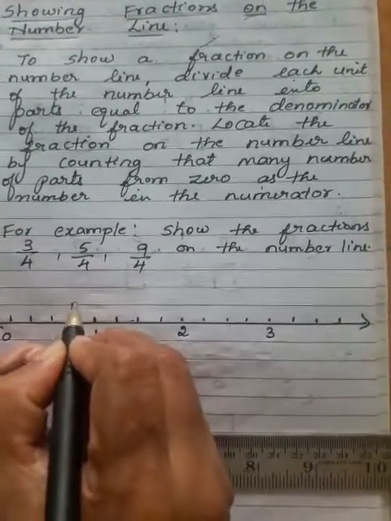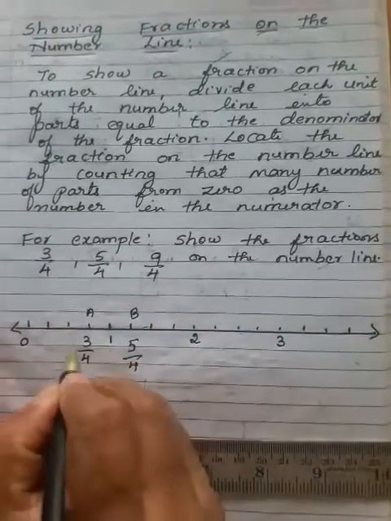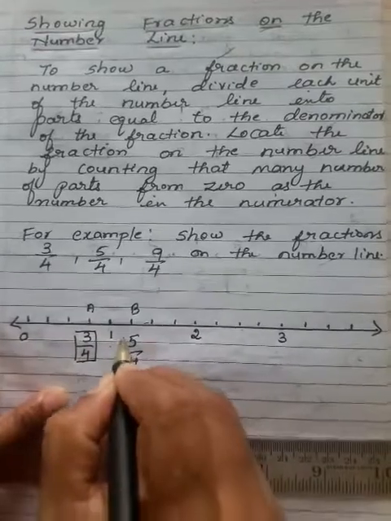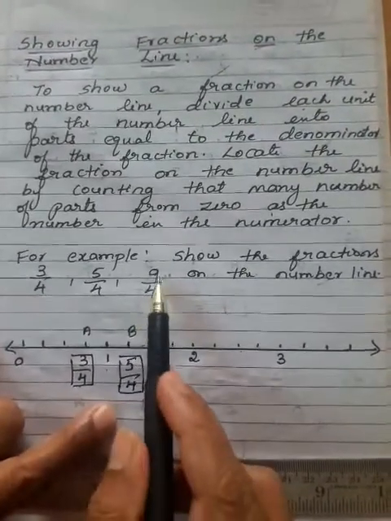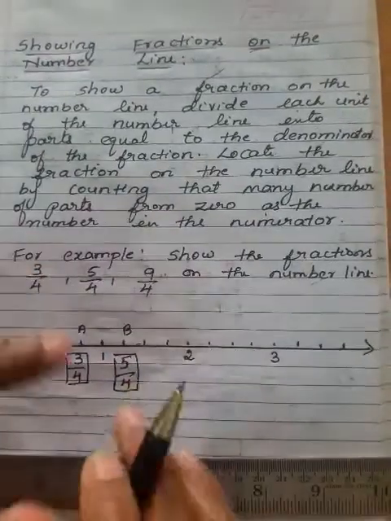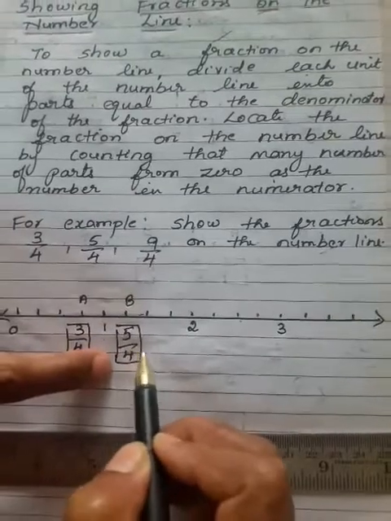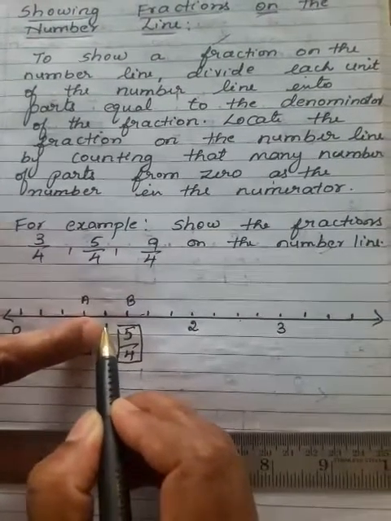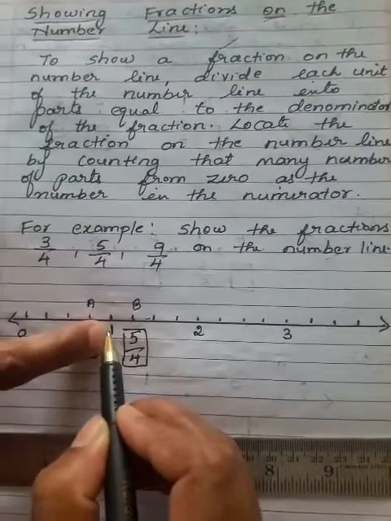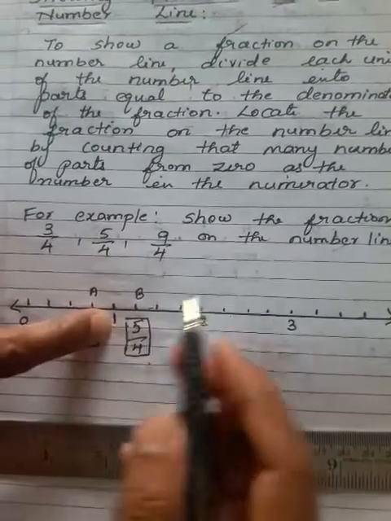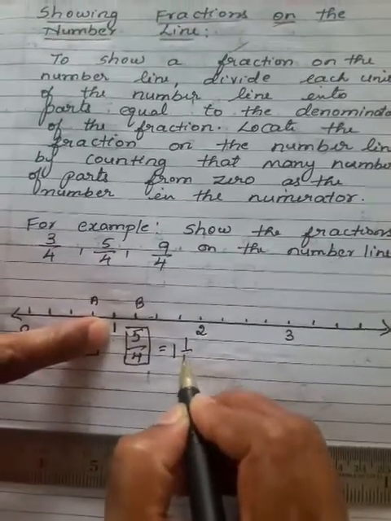Okay, suppose I name this A and this B, 5 upon 4. Now one more fraction you have to show, which is 9 upon 4. One more thing I wanted to tell you about this 5 upon 4. We can also write this as 1 and 1 upon 4. This is 1, correct? So this is the first mark after 1, correct? This fraction is also written as 1 1 upon 4.